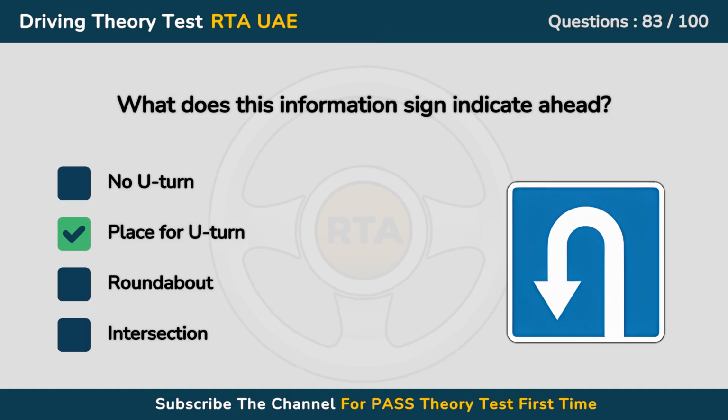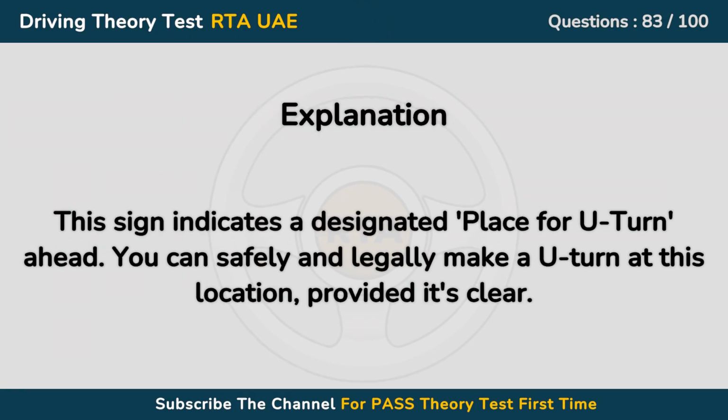Answer is B. Place for U-turn. This sign indicates a place for U-turn ahead. You can safely and legally make a U-turn at this location, provided it's clear.